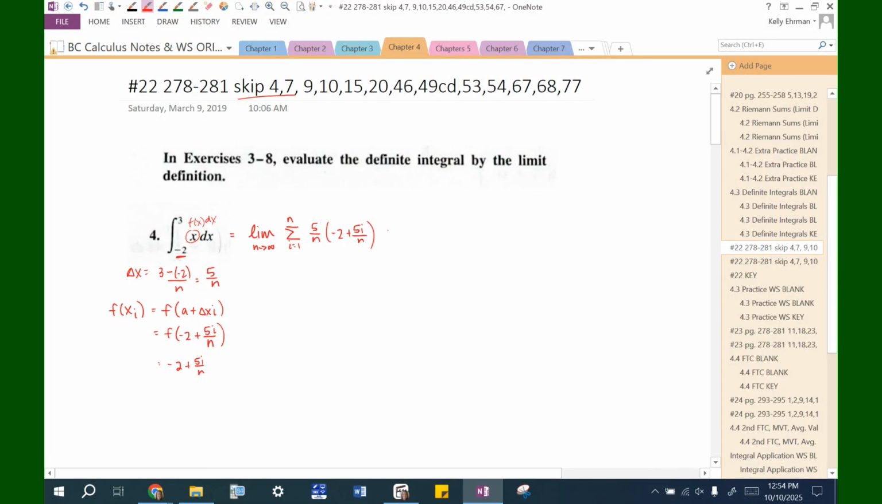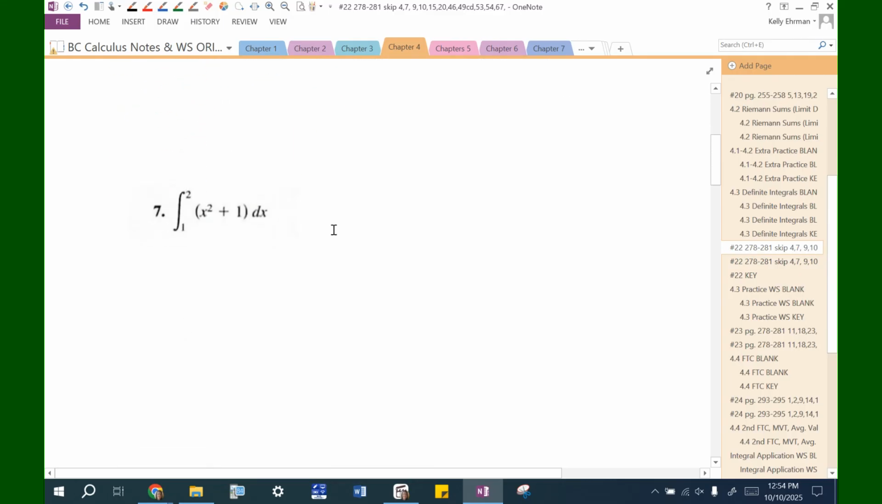When you're looking for these answers in multiple choice problems, they will probably have the 5 over n on the right side for a lot of them, but it doesn't have to be like that. So I'm going to stop here for this. Sometimes I have you write out the first 4 terms or whatever. I'm just not going to do that for this one. Same thing for number 7.